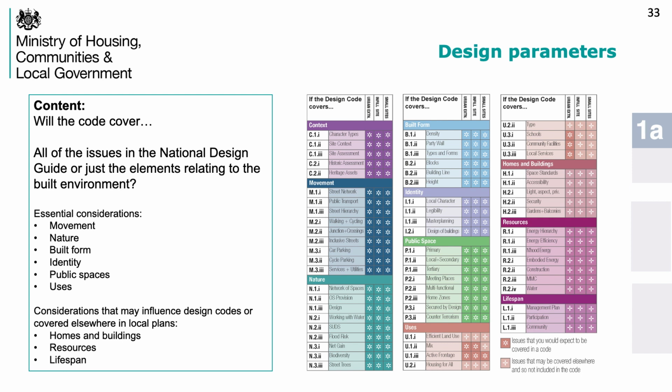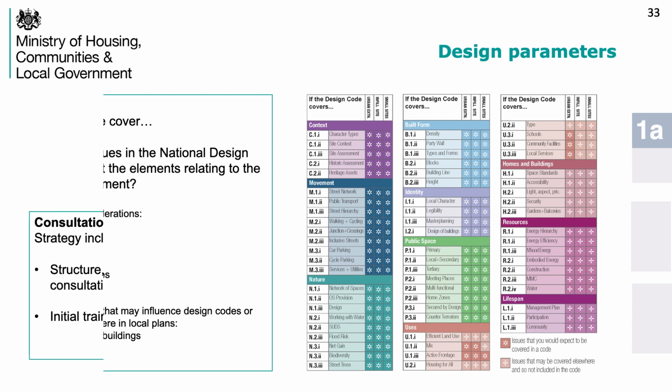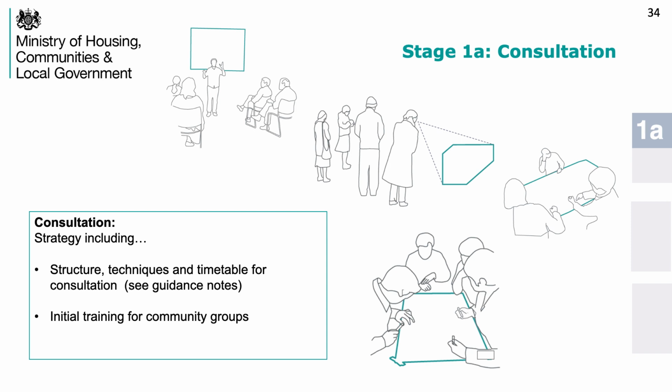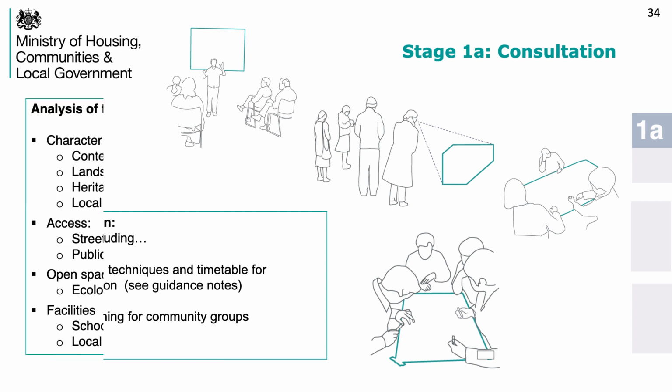The initial stage will also include the plan for consultation. As Andy has pointed out, this is crucial to the development of the code. It's important to understand how you're going to organise this, the techniques that you're going to use, and also perhaps to provide training for local community groups in terms of what a code is, what it can do, and how it is important for them to get involved.